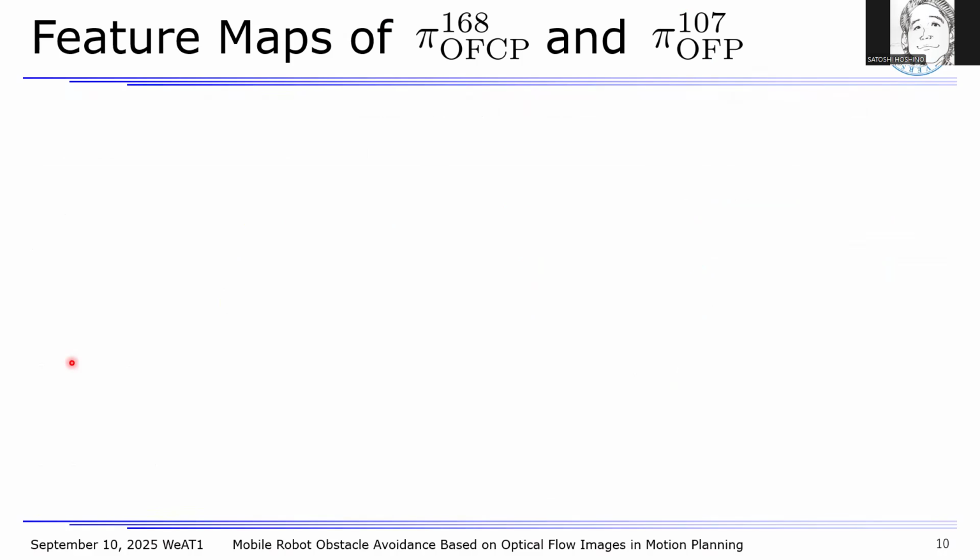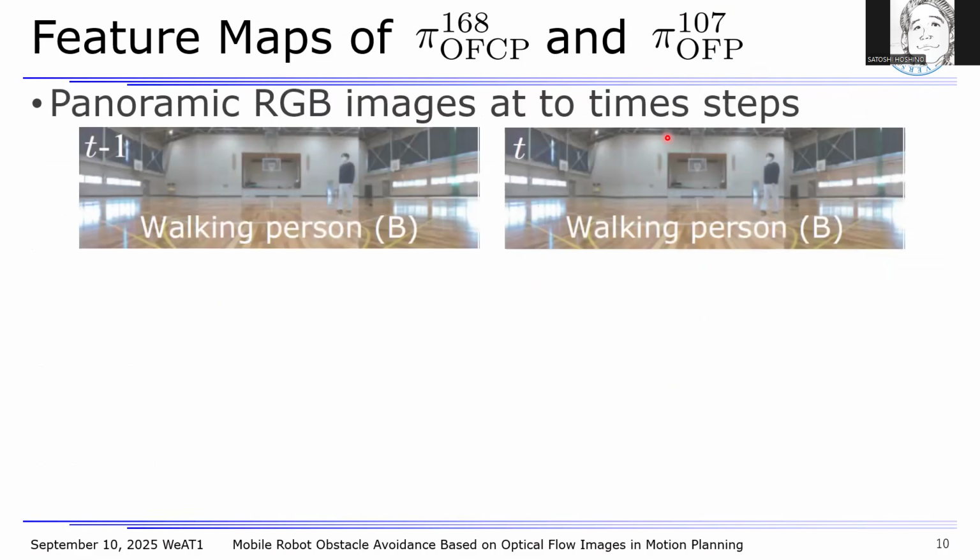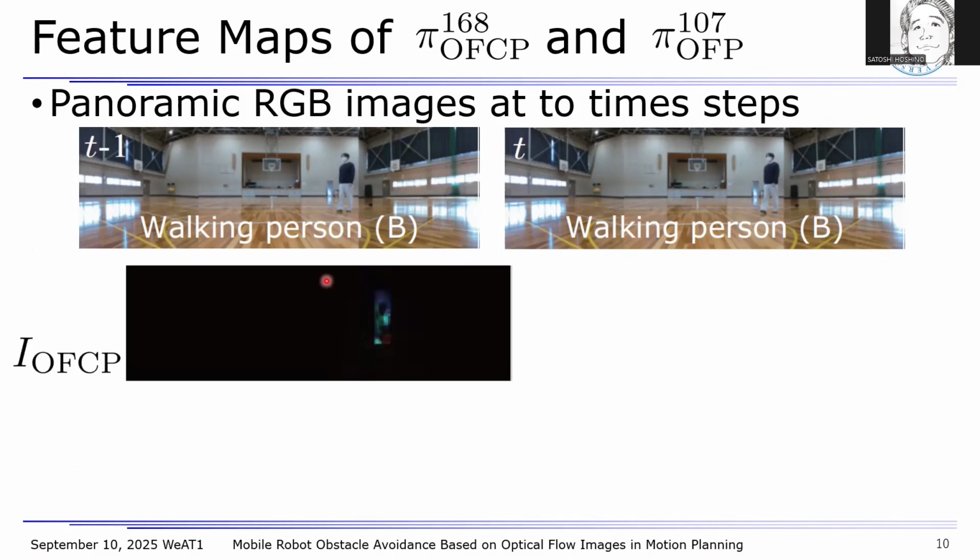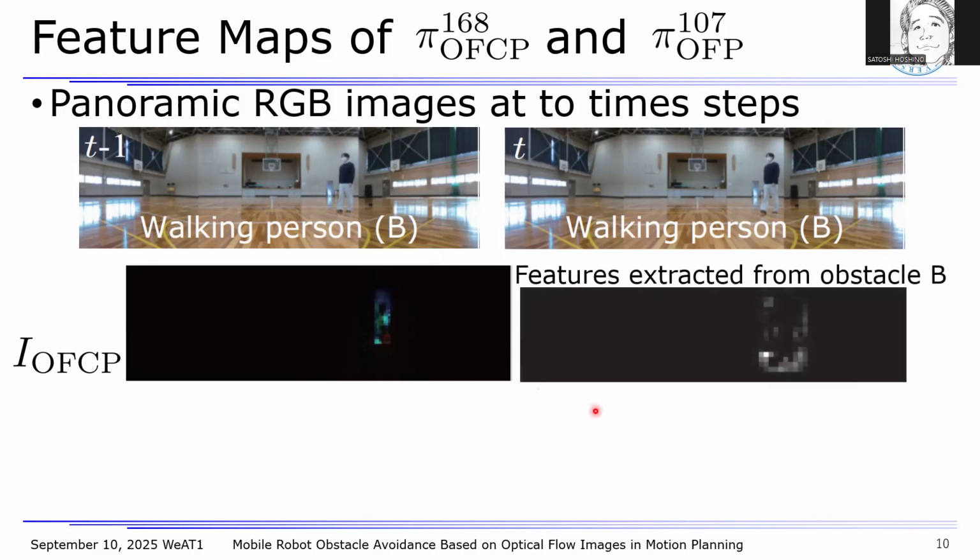To further analyze the advantage of this motion planner 168, we examine the feature maps extracted in the second convolutional layers of these two motion planners 168 and 107. In these figures, three RGB images were horizontally concatenated to create a panoramic view. In these RGB images, captured at two time steps, a walking person, B, can be seen near the middle light. This figure shows the panoramic optical flow cropped image generated from the top RGB images. For this image input, this figure shows that features were extracted only from the obstacle.